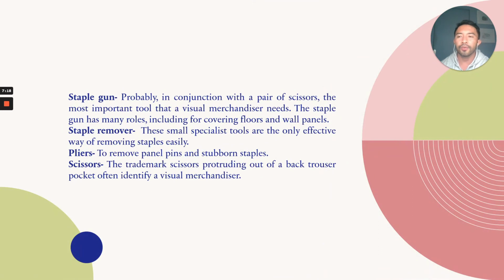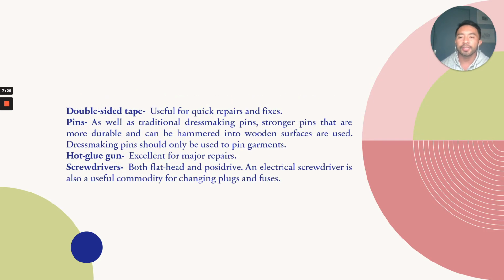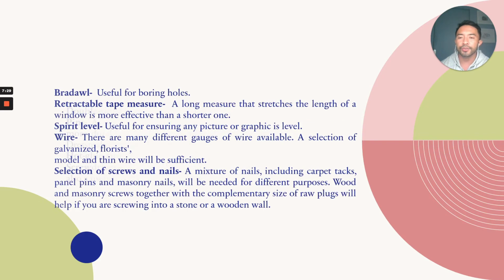So these are what should be included in a visual merchandiser's toolbox: a staple gun, a staple remover, pliers, scissors, double-sided tape, pins, hot glue gun, screwdrivers, equipment used for boring holes, a bradawl, retractable tape measure, spirit level, used for ensuring that a picture or graphic is level, a wire, a selection of screws and nails.